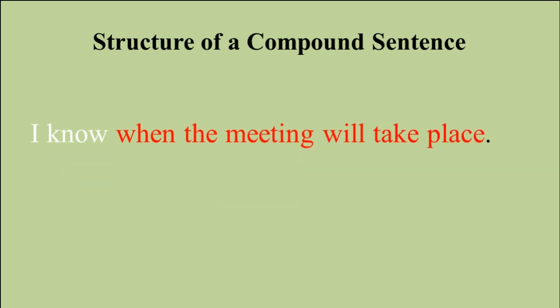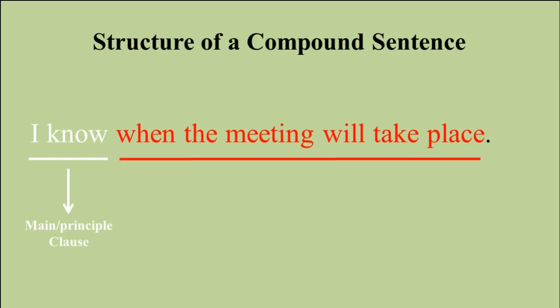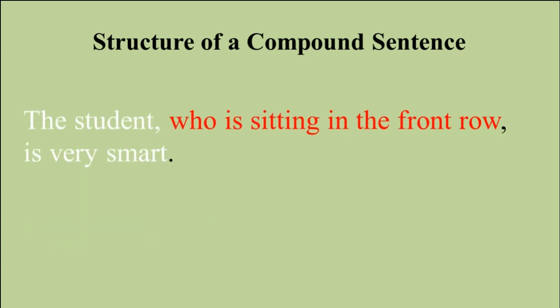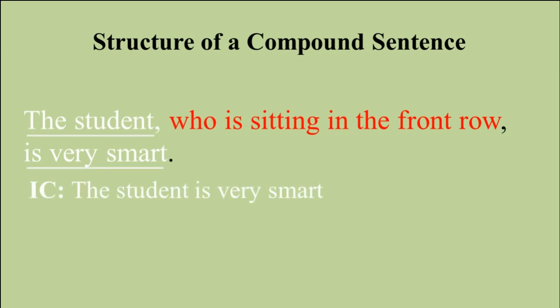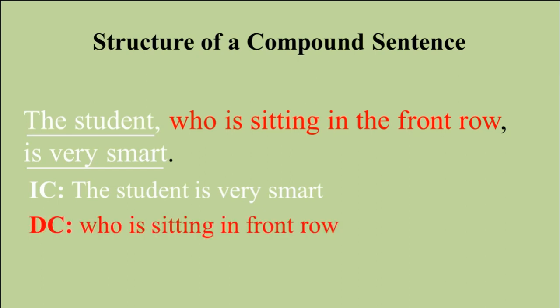I know when the meeting will take place. I know, it's a main, a principal clause. It's an independent clause. When the meeting will take place, it's a dependent or subordinate clause. The student who is sitting in the front row is very smart. The independent clause is the student is very smart. The dependent clause is who is sitting in the front row.